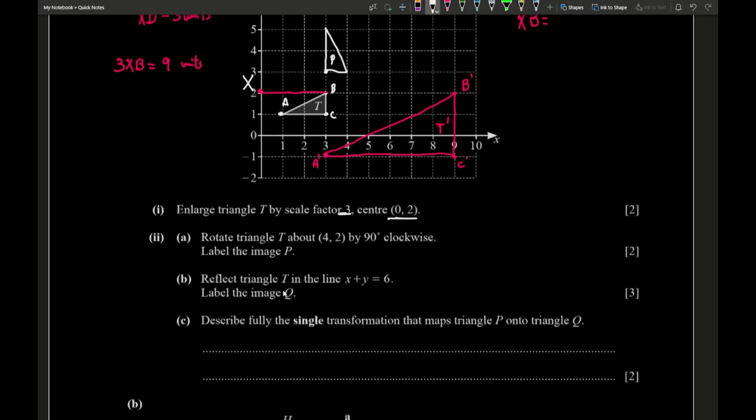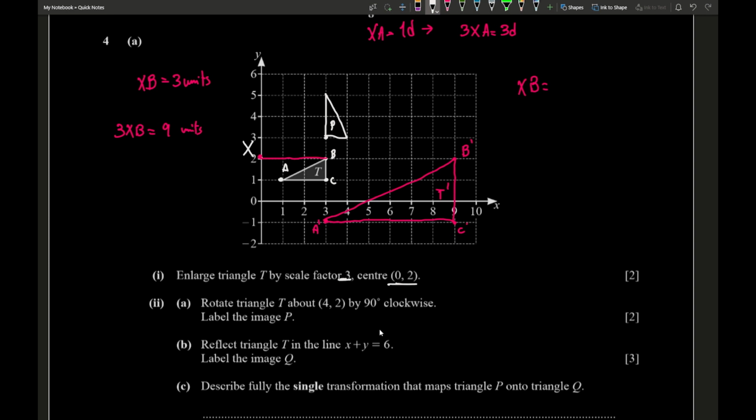For part B, reflect the triangle T in the line x plus y is equal to 6. The first thing we need to do to reflect triangle T is to draw the line x plus y is equal to 6. If we make y the subject, y is equal to negative x plus 6, where 6 is the y-intercept and the gradient is negative 1. The line passes through this point, and when y is equal to 0, x is also equal to 6. If we draw the line, it would look something like this.